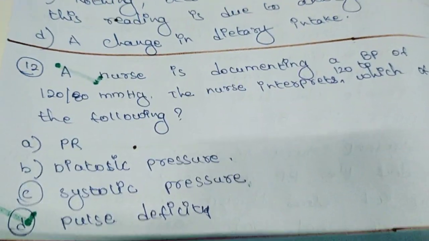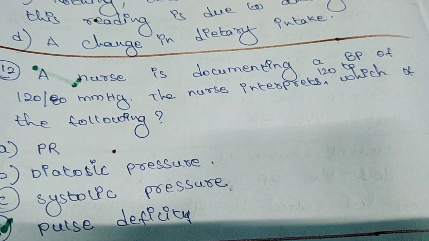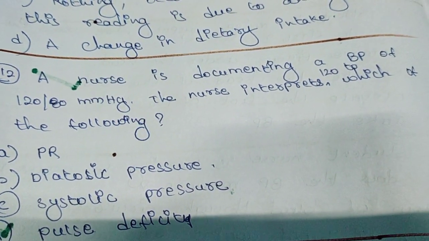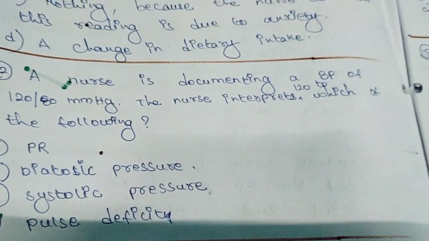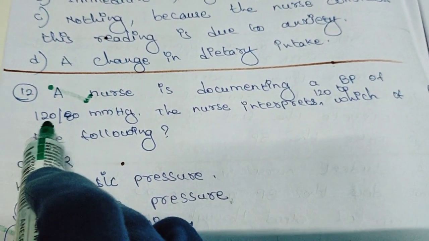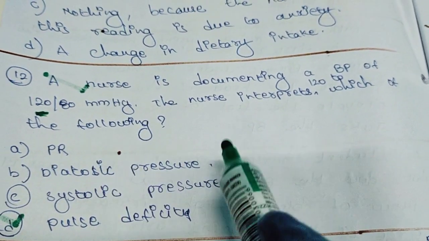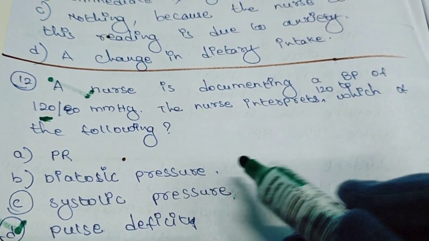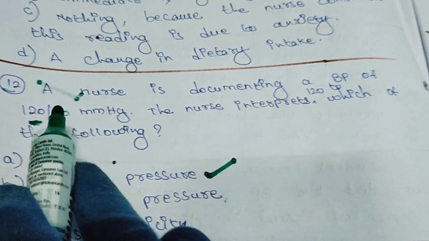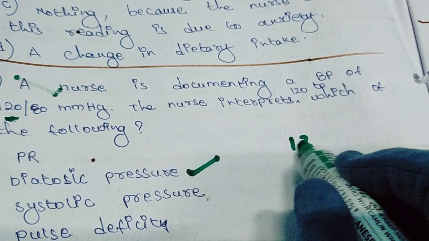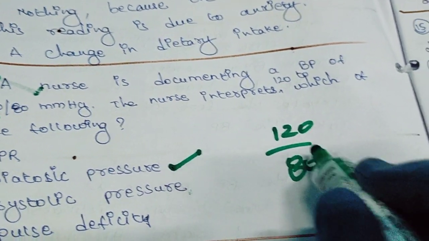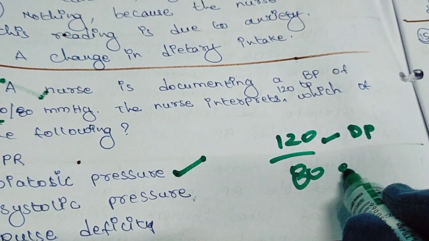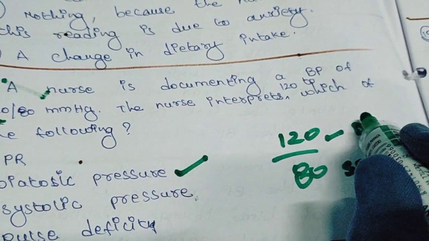Okay, the next question is, a nurse is documenting a BP of 120 by 80 mm of mercury. The nurse interprets 120 to be which of the following? So with BP 120 by 80, what is 120 here? It is pulse rate, diastolic pressure, systolic pressure, or pulse deficit. Very easy answer, right guys? It is systolic pressure. So the numerator, 120 by 80, 120 is systolic blood pressure, and 80 is diastolic blood pressure.